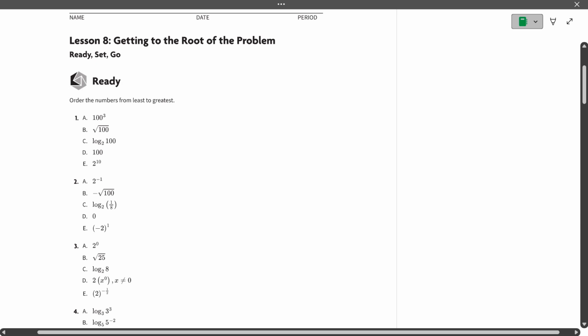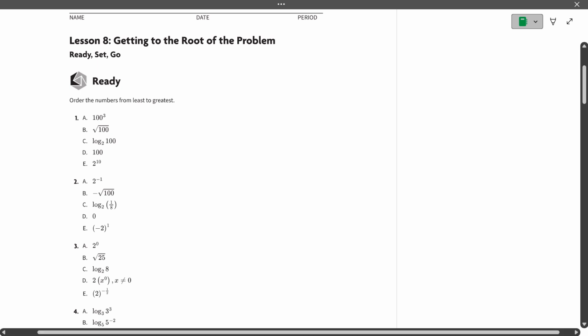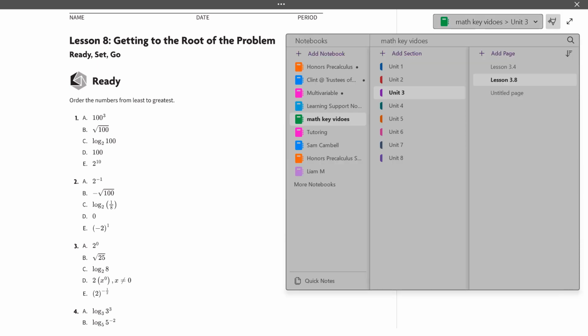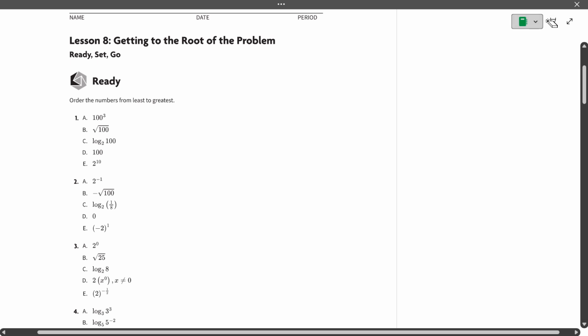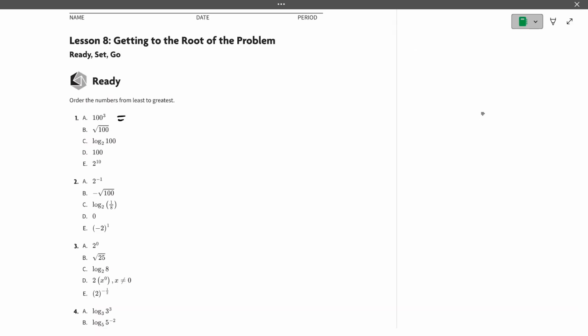All right, welcome to Unit 3, Lesson 8. So we're going to order these things from least to greatest. I'm going to start by evaluating. 10 to the third power is the same as, get my pen working here. 10 to the third is the same as... 100 to the third is the same as 10 to the sixth, which is equal to 1 million.